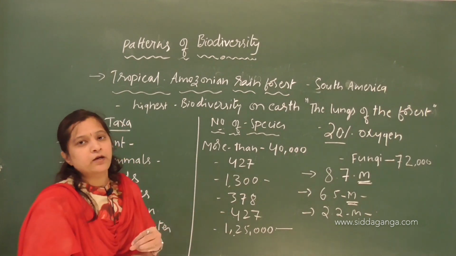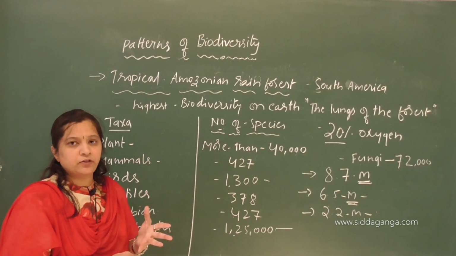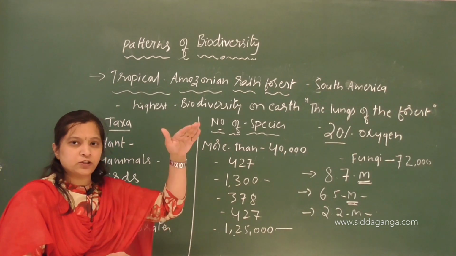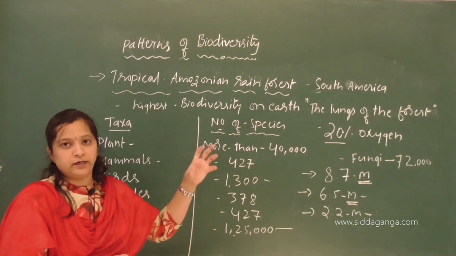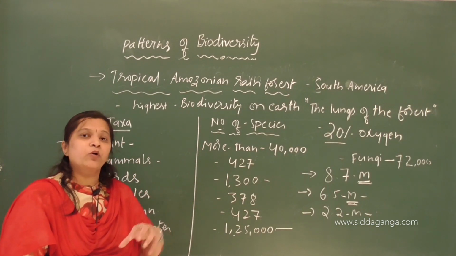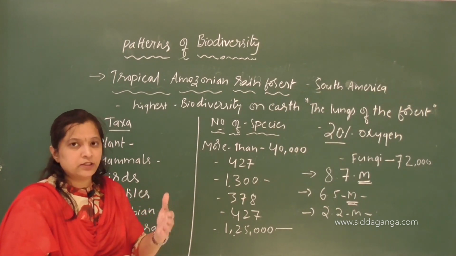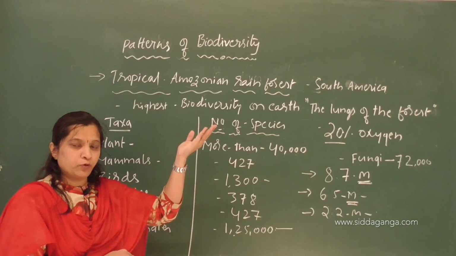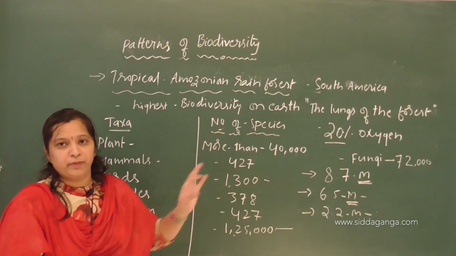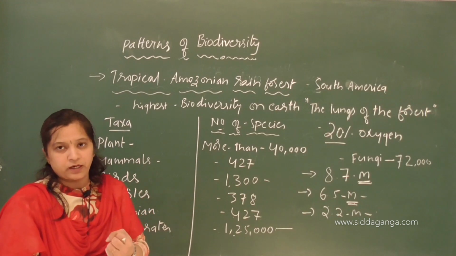When it comes to patterns of biodiversity, they depend on some factors. We talked about the latitudinal gradient. As we go from the equator towards the poles, biodiversity decreases. The tropical areas near the equator have more species, and the temperate areas have a moderate number of species. When we go to the poles, that is the Arctic region, species diversity declines to a minimum. We also discussed the reasons for rich diversity in tropical areas.